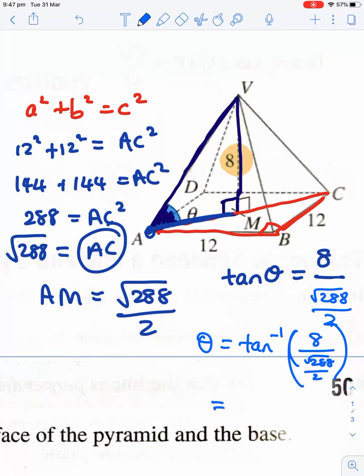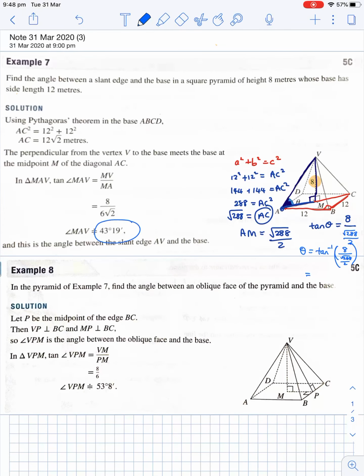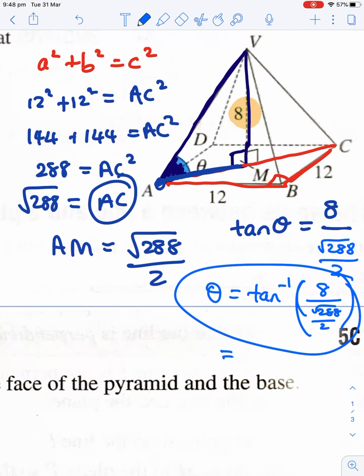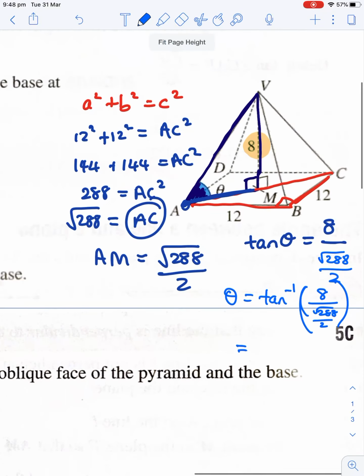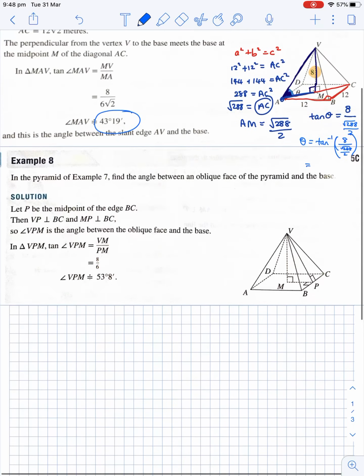So if we put that into a calculator, you'll end up getting your value of theta. And it should end up being roughly something along the lines of 43 degrees and 19 minutes. So that's what we should get from this working. Okay, so let's try the next one.